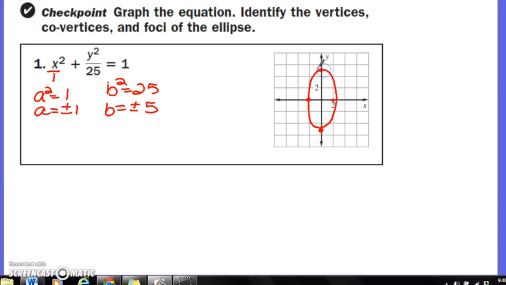And remember, the biggest number is a. So I actually wrote this wrong. Let's go back, because the bigger number has to be your a. So these are your b's in this one, and these are your a's. So you can say c squared equals a squared minus b squared. This is so you're not getting an imaginary number when you find your foci.